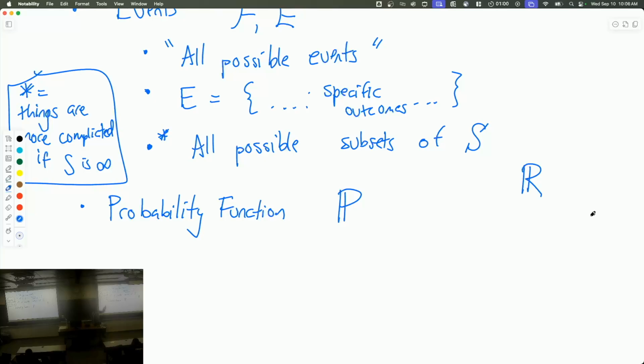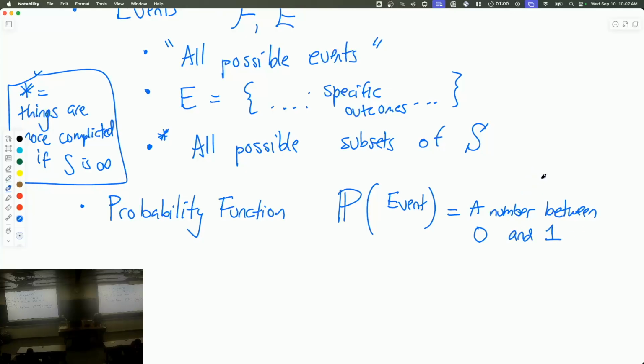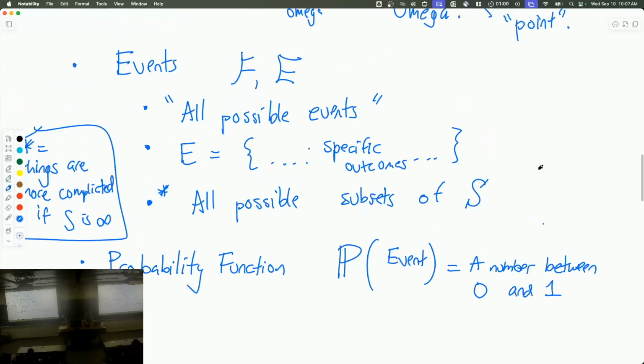The reason we write this, and not just an uppercase P or a lowercase p, is to remind us that this thing is a function. It inputs events, so you'd write P of some event, and then it outputs a number between 0 and 1. That's why it's a function. Let me erase R, we're not doing R today. So it's the probability function. It inputs things from here, the events, and it outputs numbers between 0 and 1.